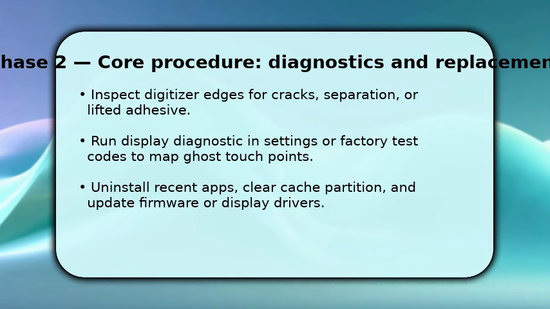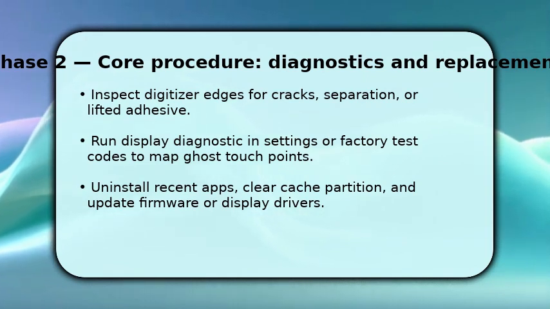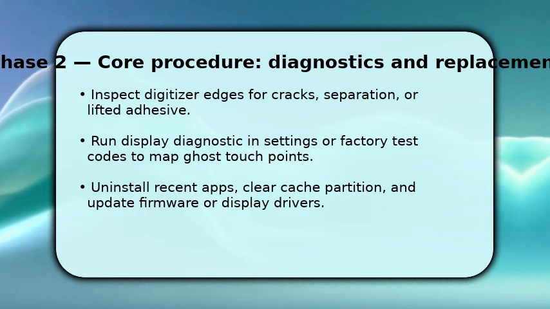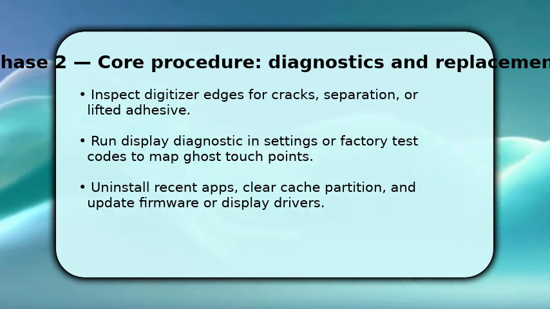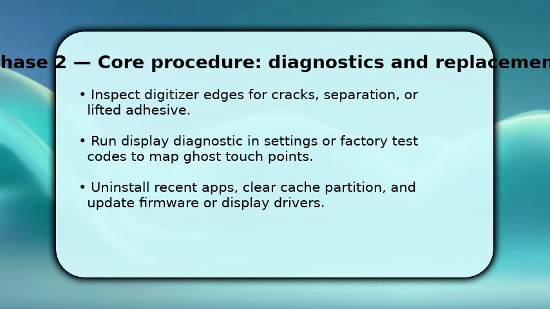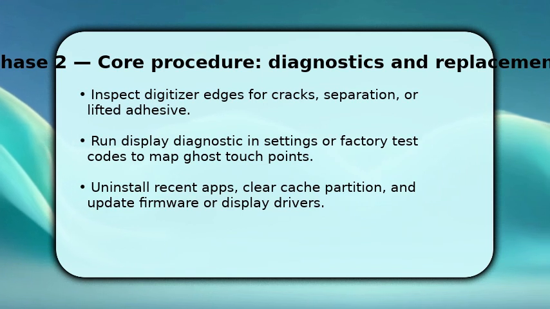Next, run the phone's display diagnostics or factory test pattern to map persistent ghost zones. This shows hardware versus software faults. If software appears at fault, uninstall recent apps, clear the cache partition, and install system updates. These steps refresh drivers and can remove corrupted touch calibrations. If hardware, note exact spots for repair.